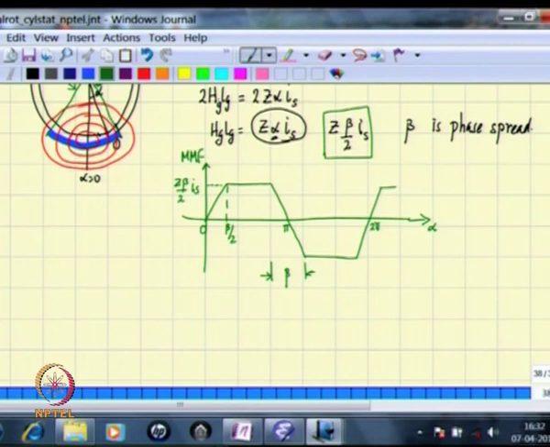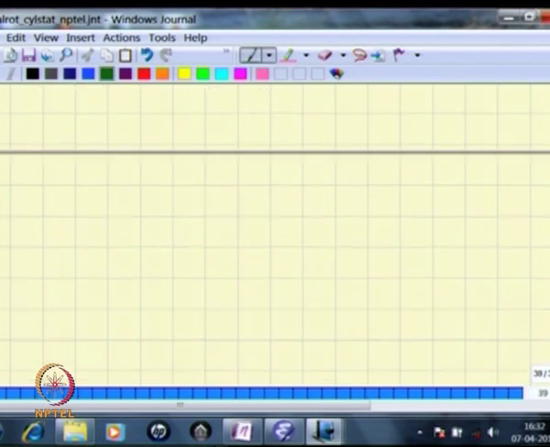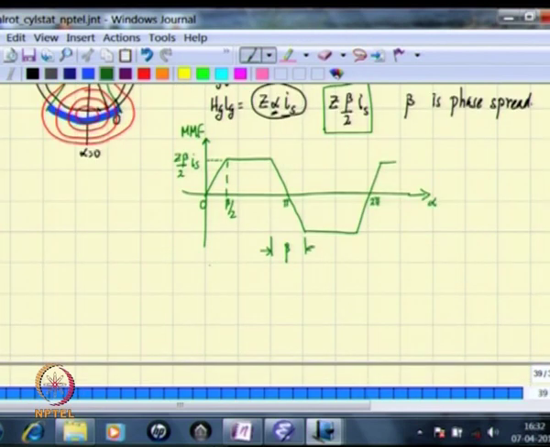So how to find out the MMF distribution for this? One can write down the expressions describing this waveform and then do the Fourier series analysis for this. That is one way of doing it. A simpler way of doing it would be to first consider the derivative of this waveform.